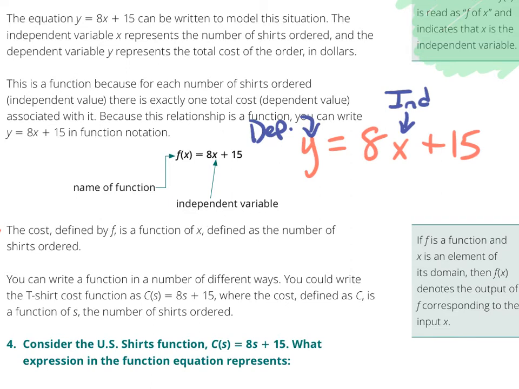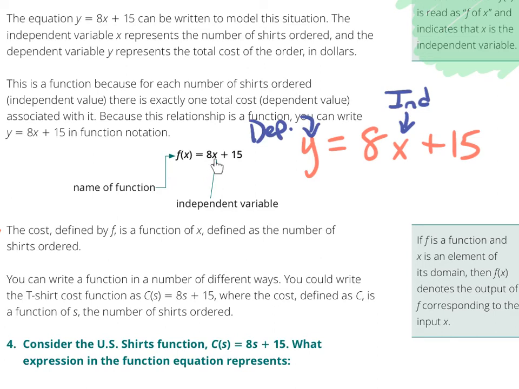So if I said, what's the independent? You would just look right here and say, hey, that's in the parentheses. X is my independent. The name of the function is pronounced f of x. Now, it doesn't always have to be f. So f of x, you could say g of x. Down here later, you see c of s. So f of x, this is the name of the function.